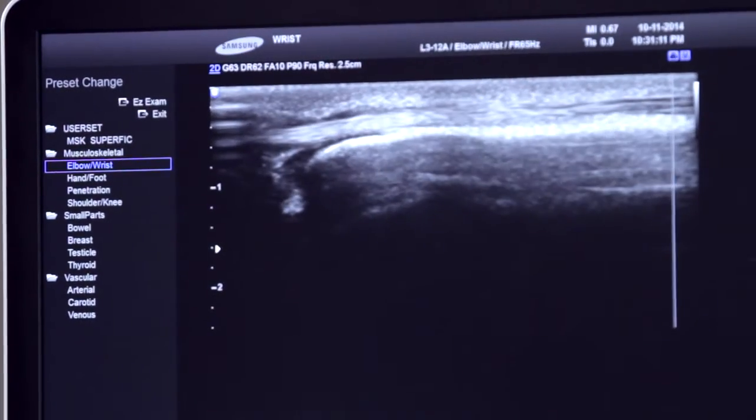With this scan, we can also follow the course of the extensor carpi ulnaris.